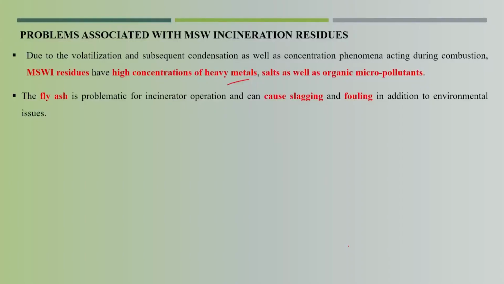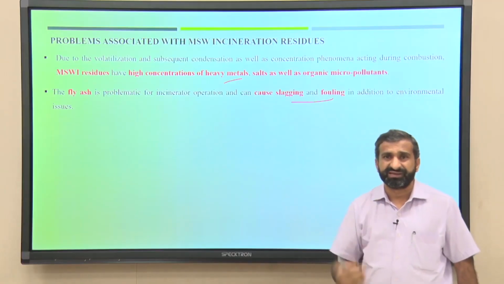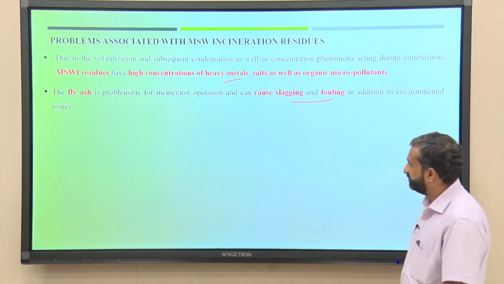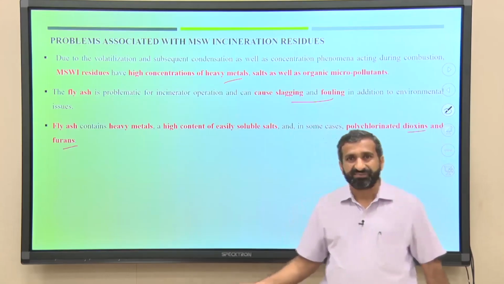The fly ash is problematic for incineration operation, and can cause slagging and fouling in addition to the environmental issue. Also, because this kind of ash is added as particulate matter, obviously this is not good for human health. Fly ash contains heavy metals, a high content of easily soluble salts, and in some cases polychlorinated dioxins and furans. This is also important, and I explained it already in one of the lectures.